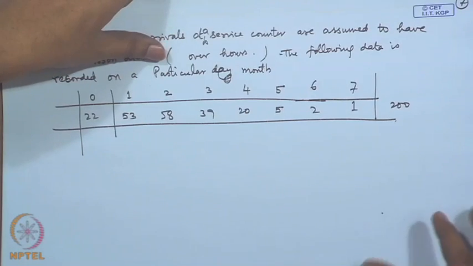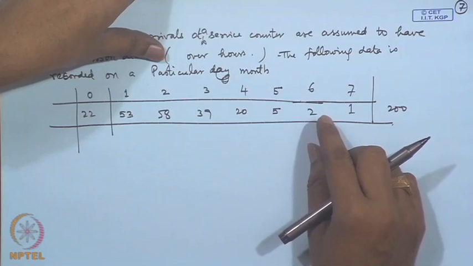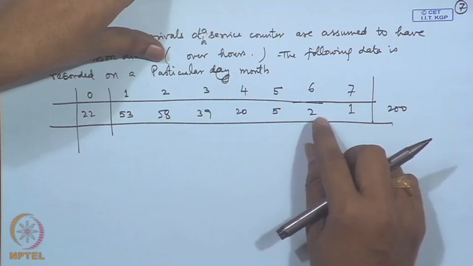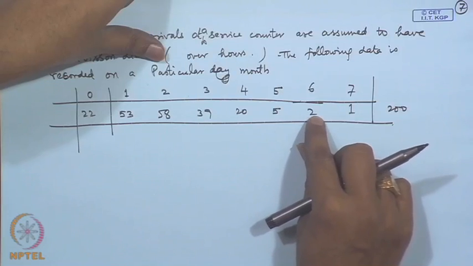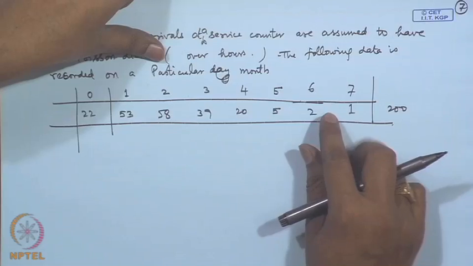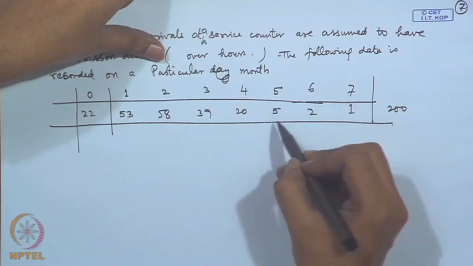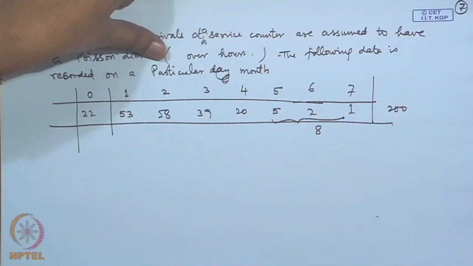Now, when we apply the chi-square test, the expected frequency for each class should be greater than or equal to 5. If it is below that, then we need to combine. Now, here you can see the observed frequency for these two classes is less than 5. Naturally, when we consider the estimation, it may turn out to be less. So, what we do? We merge this into one group, say 8.